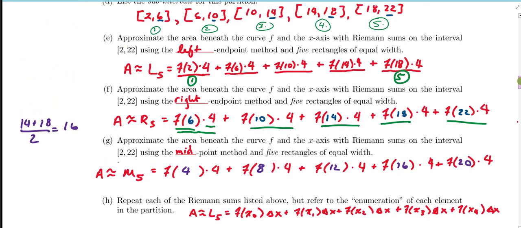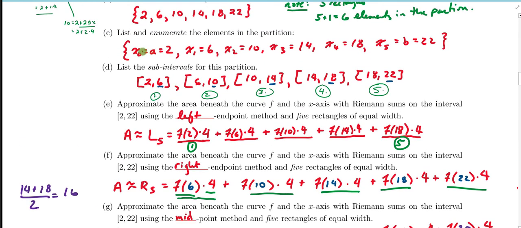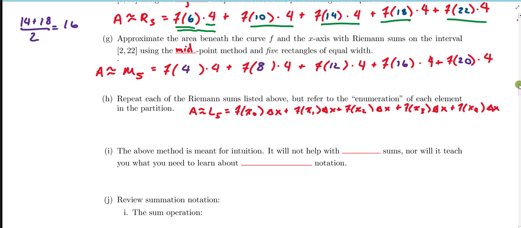So the answer is, it goes back to our partitions. When we're doing the left endpoint method, I want to use the numbers 2, 6, 10, 14, and 18. And if I look at how I enumerated those, I want x of 0, x of 1, x of 2, x of 3, x of 4, but I don't want x of 5, because what's x of 5? It's the right endpoint of the last interval, but I'm using the left endpoint method. So that's a reason why I don't use f of x of 5 in this.